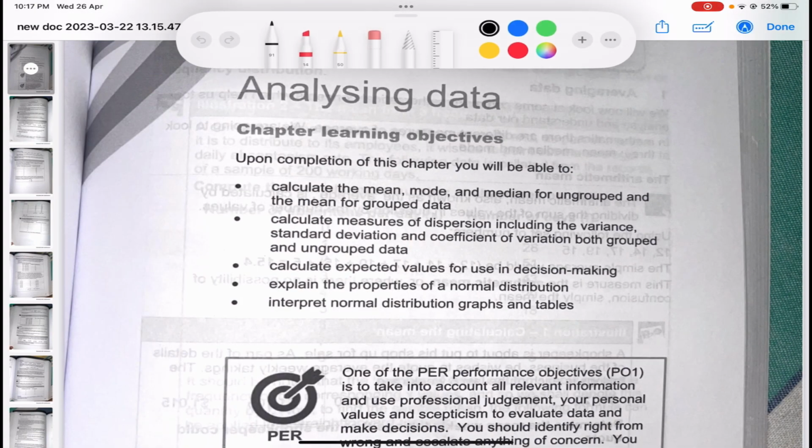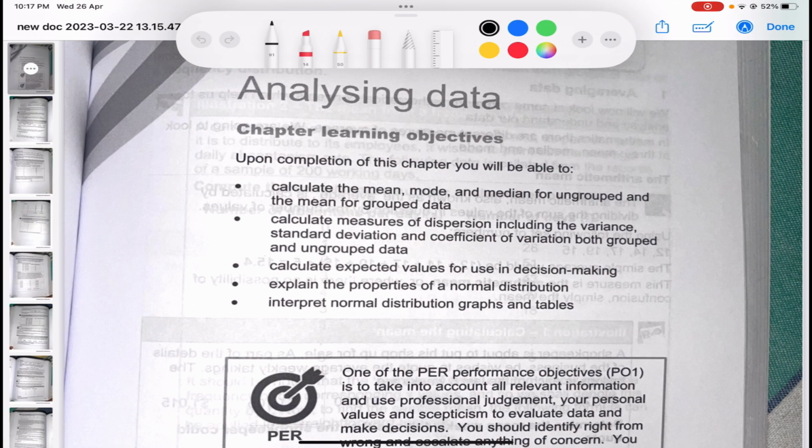In this chapter, we'll be basically learning how to calculate the mean, median and mode. We'll see how to calculate the measures of dispersion, that is the variance, the standard deviation and the coefficient of variation. So we'll be seeing the statistical methods. It is quite simple and usually you are given most of the formulas in your exam.